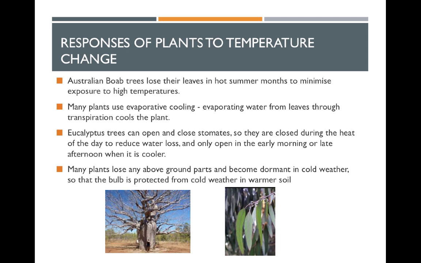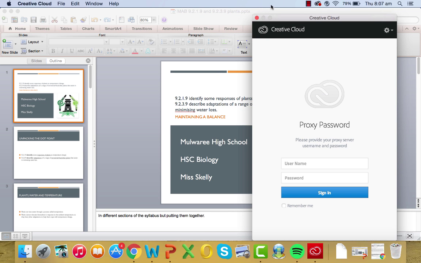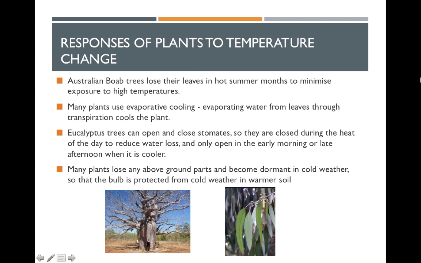So there are a few different responses of plants to temperature change, heaps and heaps of different types, okay? I've done a couple of specific ones and a couple of general ones. So Australian boab trees, which is this tree down the bottom here, lose their leaves in hot summer months, okay? So that helps them lessen their exposure to leaves in high temperatures.